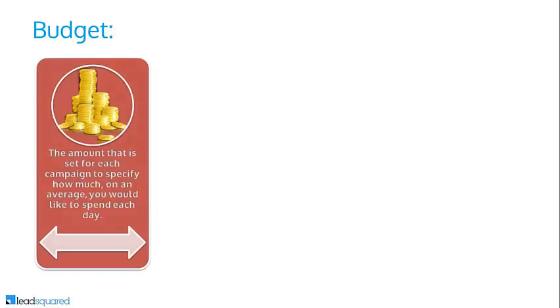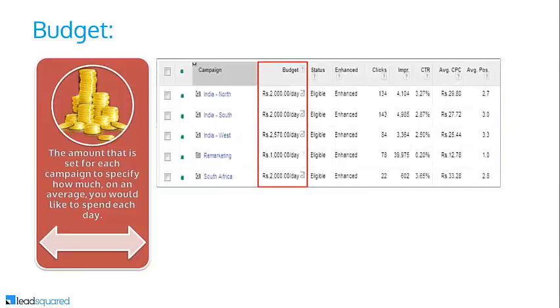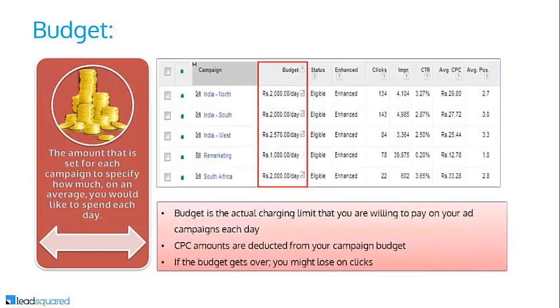Okay, now we talk about budget. What are budgets? It is the total amount that is set for each campaign to specify how much on an average you would like to spend each day. For example, the campaigns I have, India North, India South, and so on, I have particular budgets for each. Budget is actually the charging limit that you are willing to pay on your ad campaigns each day. The CPC amount or the bids are deducted from the budget you set on your ad campaigns, and if the budget gets over, you might lose on the clicks. So you have to be very careful while you decide on the budget.